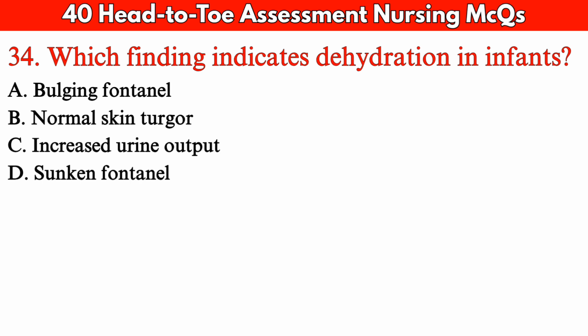Which finding indicates dehydration in infants? A. Bulging fontanelle, B. Normal skin turgor, C. Increased urine output, D. Sunken fontanelle. Correct answer D. Sunken fontanelle. A sunken fontanelle is a classic sign of dehydration in infants. Because the skull bones are not fused, fluid volume changes are reflected in the fontanelle. A bulging fontanelle suggests increased intracranial pressure, while normal skin turgor and increased urine output indicate adequate hydration.